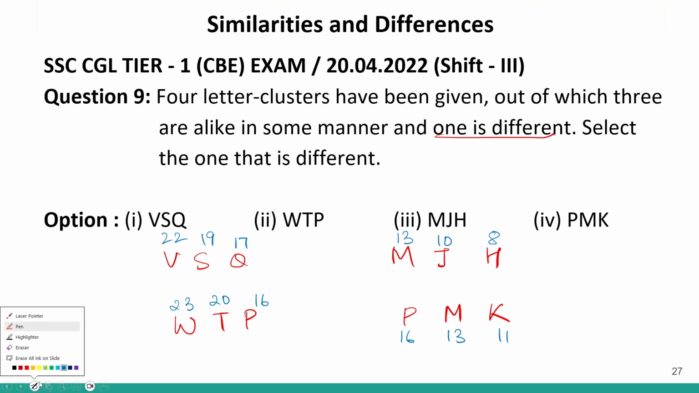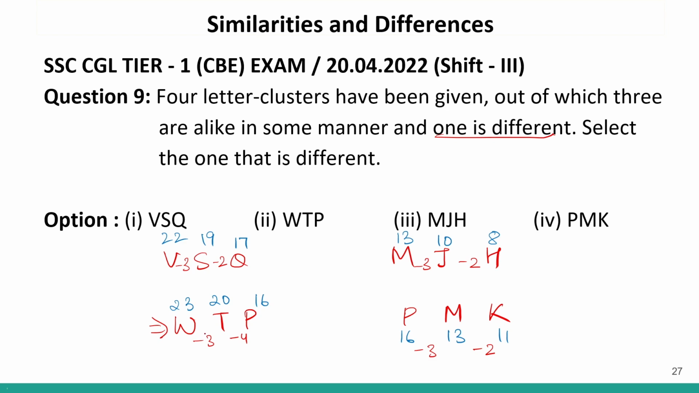So if I look at these terms, I can see there's a -3 and -2. Correct? Over here -3, -2. Over here also -3, -2. In this term we have -3 and -4. So only in this word, that is WTP, there's a different logic. So in all of these three terms, the logic was -3 and -2. Only in this term, which is WTP, we followed a different logic. Hence our answer will be option number 4, W, T and P.